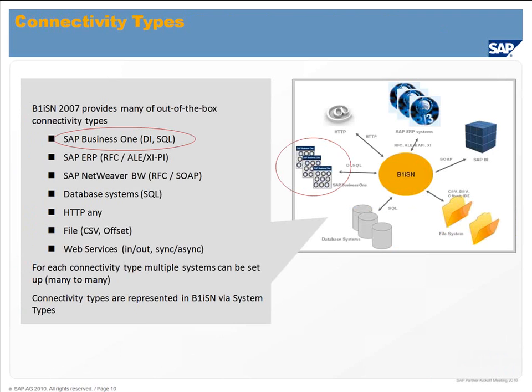This slide shows an overview of the out-of-the-box connectors available with B1i SN. You can see that B1i SN has native connectivity for SAP Business One via the DI API. B1i SN also has native connectivity for SAP ERP via RFC, ALE, XIPI, SAP NetWeaver, database systems such as SQL, any HTTP system, flat file, as well as web services. Connectivity is simply defined during landscape setup, which we can discuss in the demo.